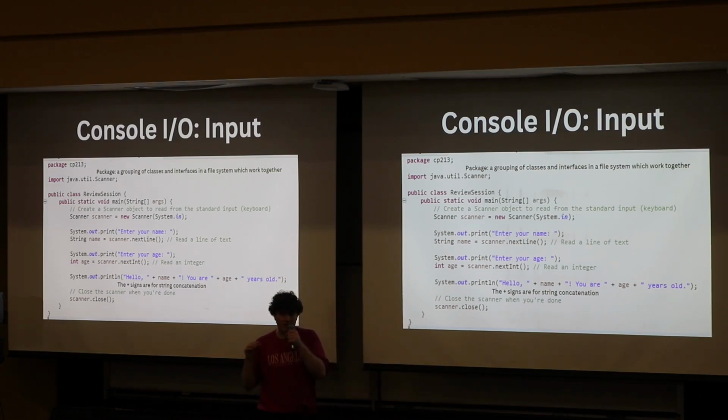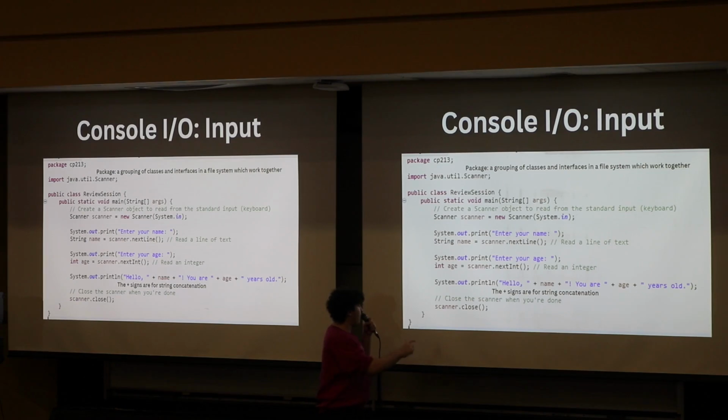So we input our age on the same line as the line when we say enter your age. And then after that, we break the line, and then we do system.out.println so that the next output after this will be on a subsequent line, unlike these prints, which would make the next output not on a subsequent line. But we do system.out.println hello plus name, you are plus age years old. And these plus signs are just for string concatenation.